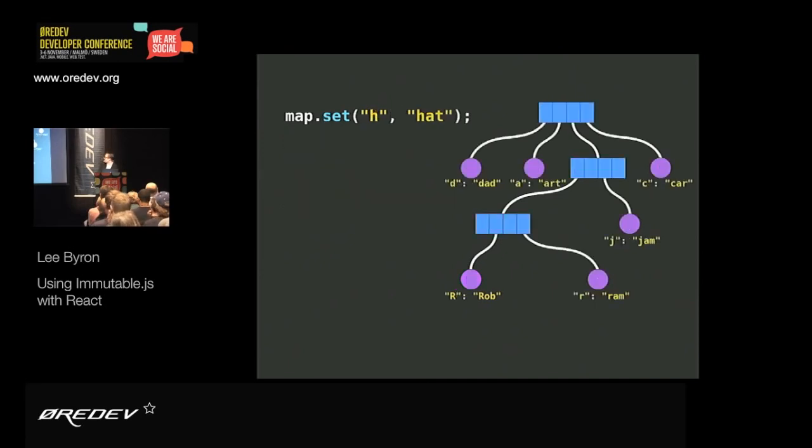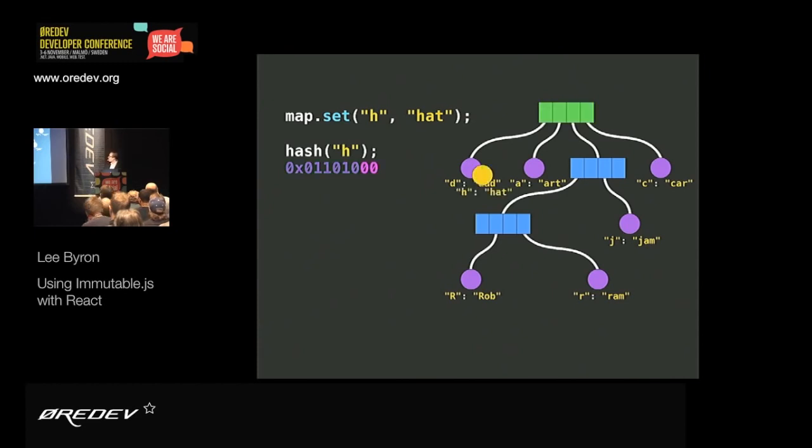Similarly for sets, we want to add something here. So we're going to look for key h. If key h doesn't exist, we're going to create the proper nodes to put it in there, and then we're going to set the value hat. So step 1, let's hash that.